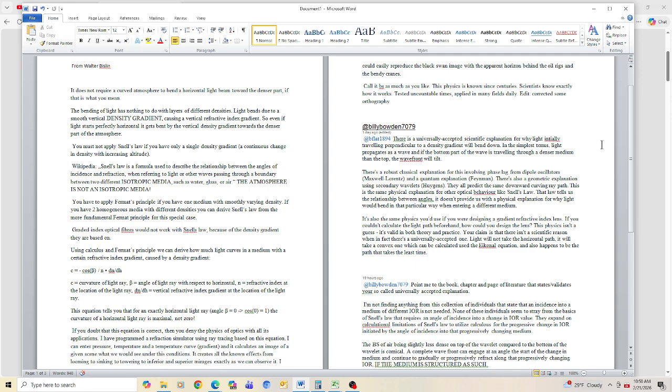Give it up already. Just give it up. It is also the same physics you'd be using if you were designing a gradient refractive index lens. Hey, great. I've already covered that, didn't I?